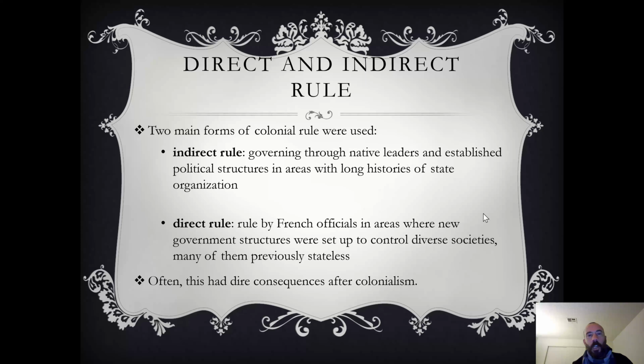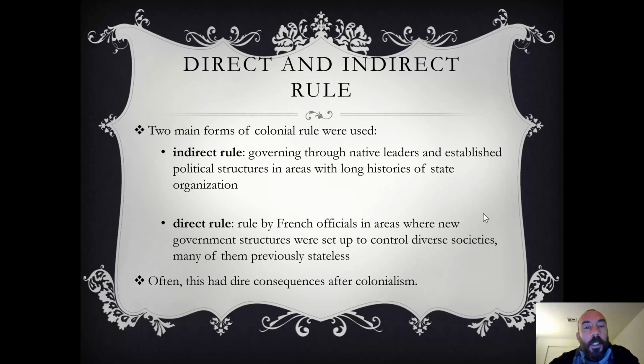With indirect rule, obviously, if you are splitting a people up amongst themselves and they can't trust their leadership, that echoes for a long time afterwards. It sort of rewards and instills corruption. And the way that they divided up people, there were even structures meant to divide and conquer that created kind of new ethnicities.